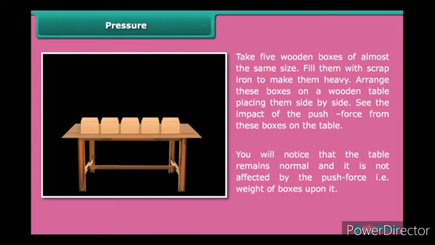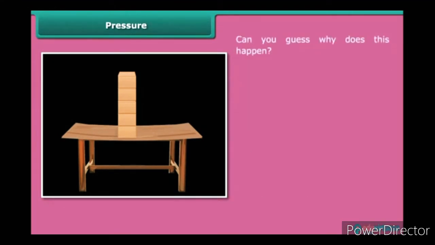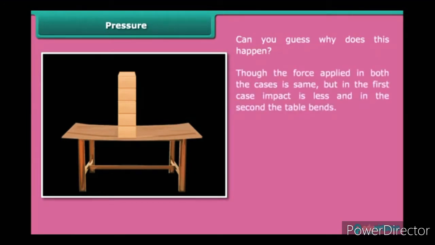of boxes upon it. Now, rearrange these boxes on the same table, placing them towards the center, one over the other. Now, see the impact in this arrangement. The table either bends or breaks under the weight of boxes. Can you guess why this happens? Though the force applied in both cases is the same, in the first case, the impact is less, and in the second, the table bends.